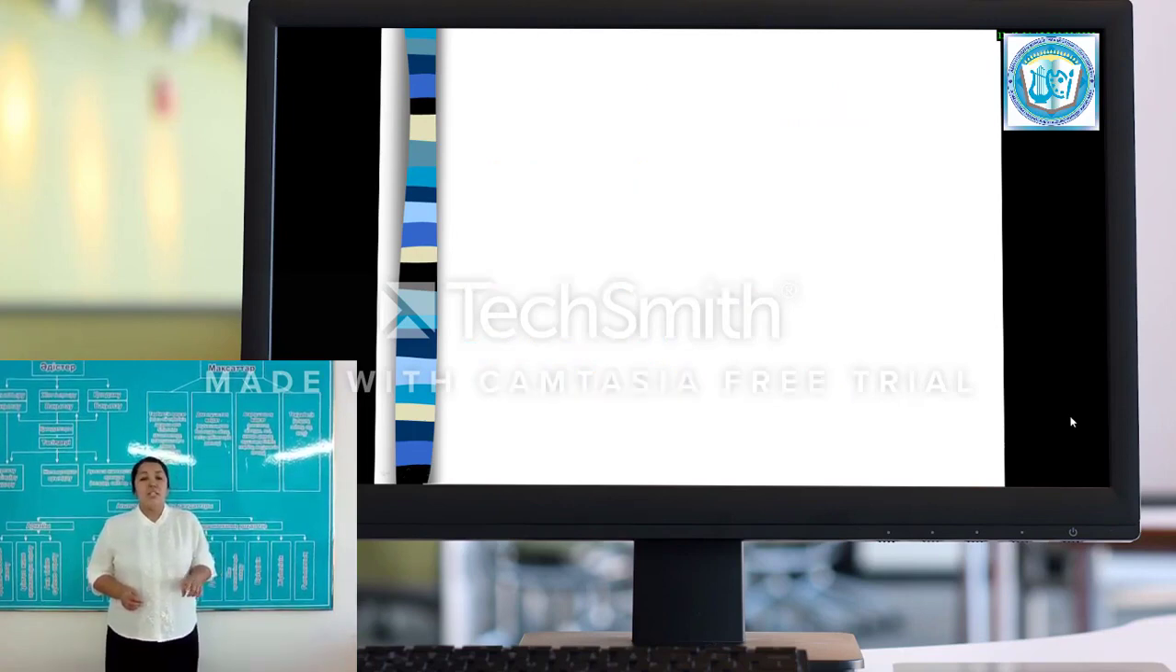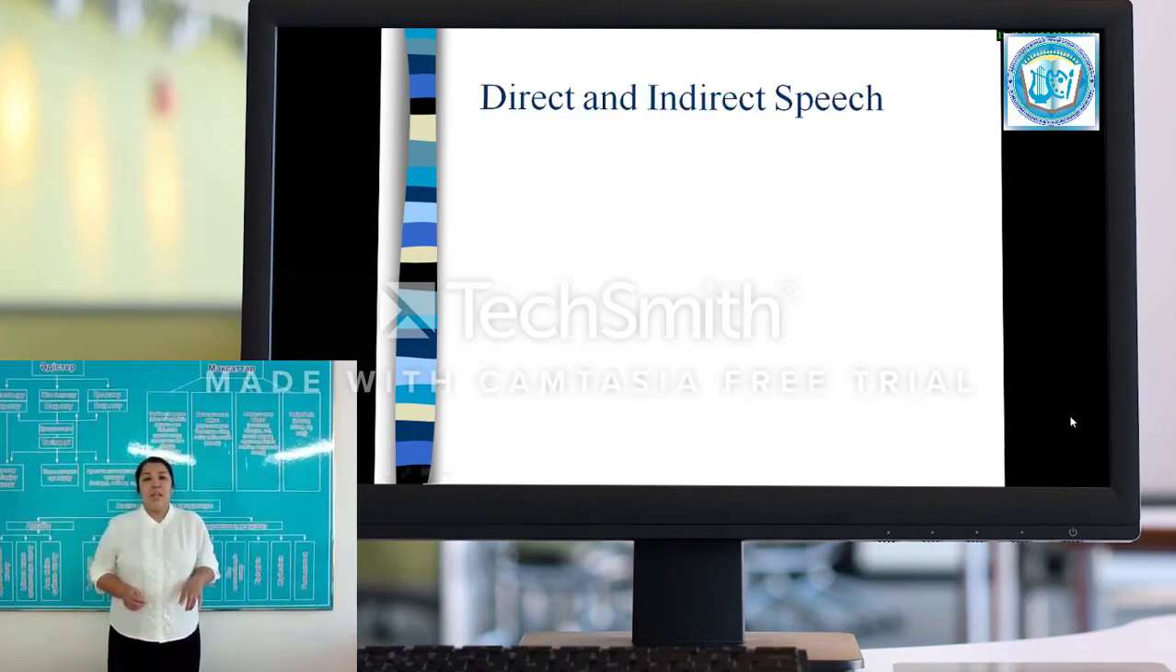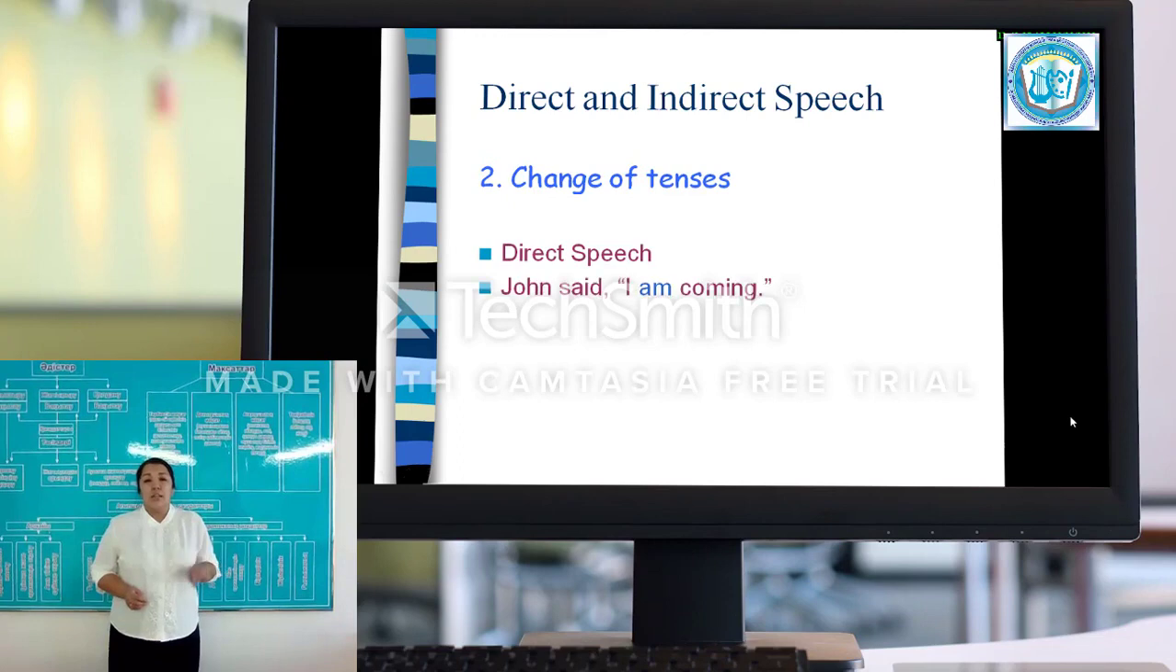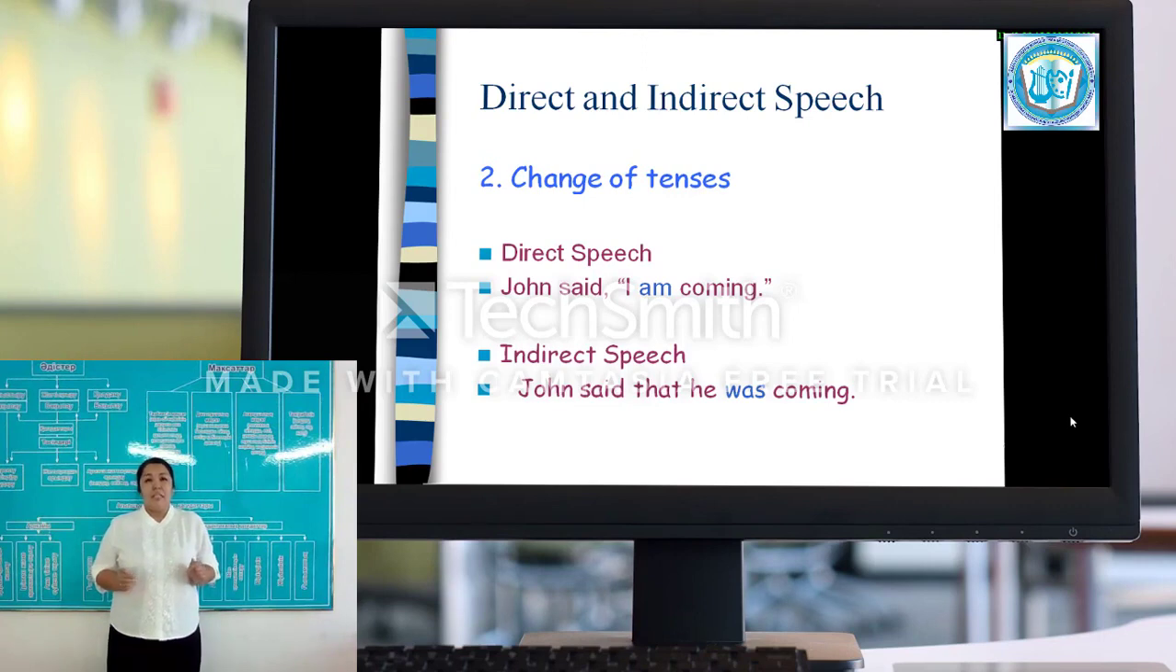The second change is the change of tenses. So we change present into past. For example, John said, "I am coming." "Am" is changed into "was." John said that he was coming.